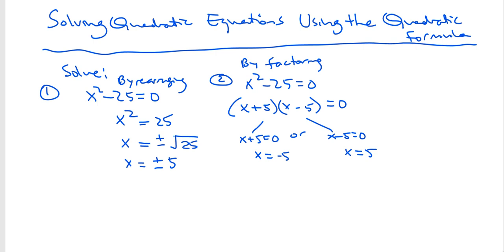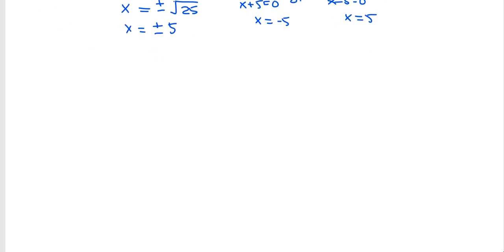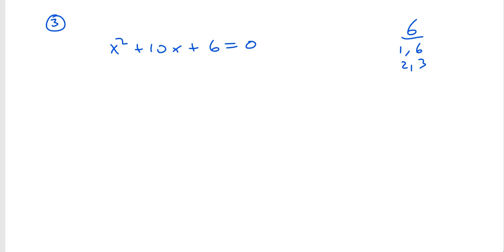So if you just have an x squared and a number, and you can rearrange, then go ahead and do that. It's the fastest. And if you can factor, that's also nice and fast. But what happens if you can't rearrange and you can't factor? So let me do, for example, x squared plus 10x plus 6 equals 0. To factor this, I would have to find two numbers that multiply to 6 and add to 10. And we're not going to find that, right? What goes into 6? 1 times 6, 2 times 3. That's it. There's no combination that adds to 10. So what are you going to do?